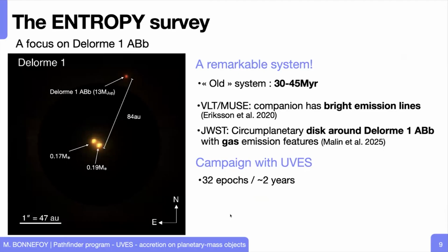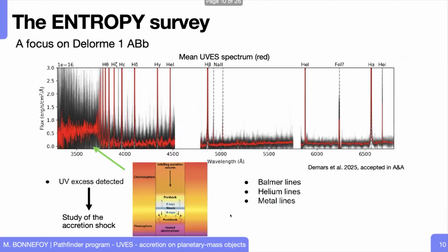The disk has MIRI-MRS spectroscopy. It's showing gas emission, so it has gas, basically. It has also dust, of course. And so the object was known for a long time to be accreting. We collected 32 epochs with UVES. The coverage is about two years of time span on the emission line.